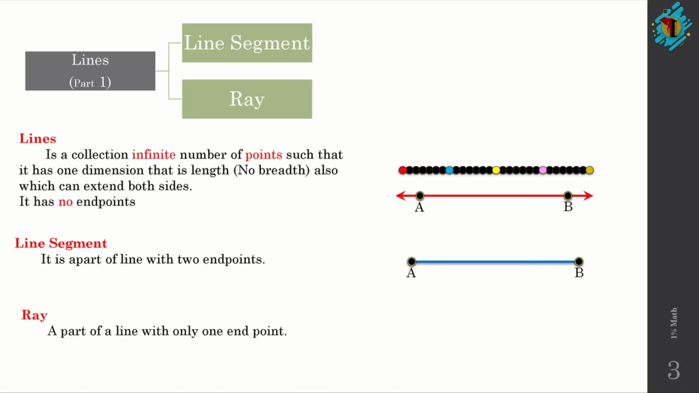As a definition, it is a part of a line with only one end point. Only one end point means the other end point is going to be an arrowhead. So you can see here M is an end point, B has an arrowhead. That means this line can be extended only in the direction of M to B. That means in the direction of MB we can extend this.